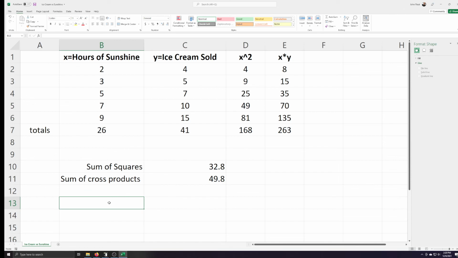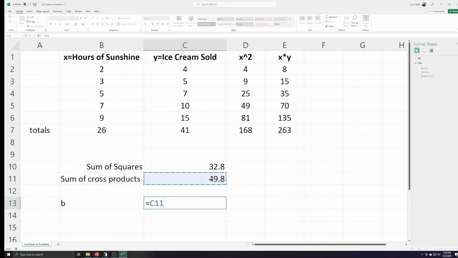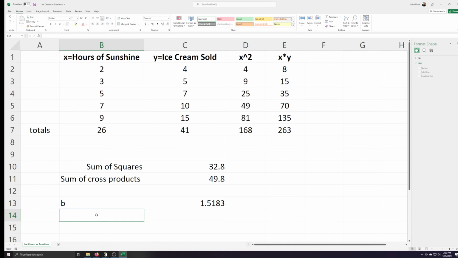Now we can go ahead and say, all right, well, B, we know B is equal to the cross product divided by the sum of squares. So it's going to be this number divided by my sum of squares. So there's our 1.5183. We can just round that to 3 decimal places. There we go. And then A is going to equal.